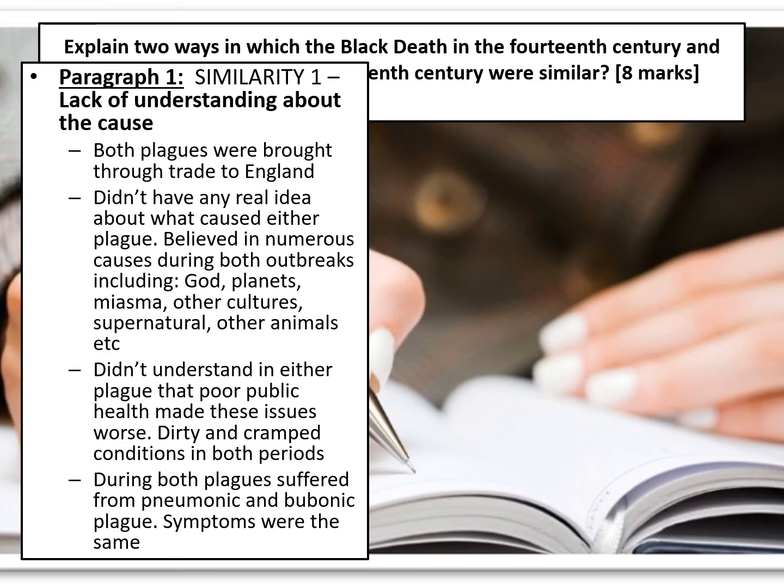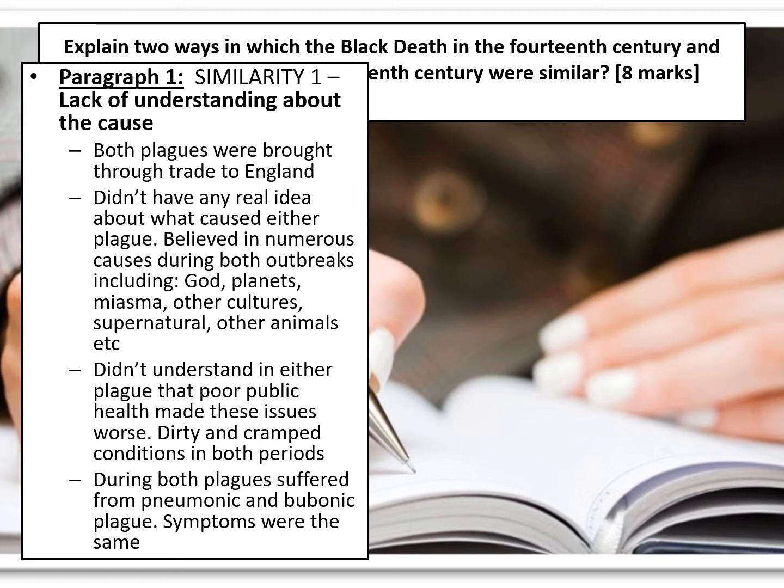Now we need to very clearly state for the examiner straight away that we are talking about the first similarity. So I would say something like, the first way in which they are similar is because in both plagues they had no understanding about what caused disease. Then once I've stated that similarity, I need to back it up with some more own knowledge, because remember I need to get 4 marks out of this paragraph. So I need to show off as much own knowledge as I can.